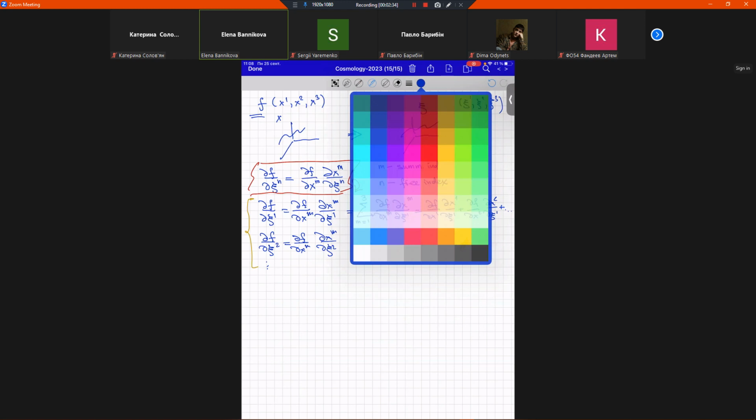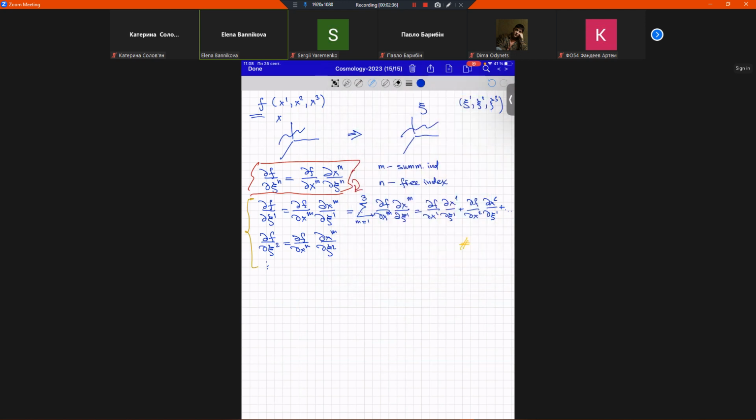Now we will work with covariant and contravariant tensors, and we will discover the determination of this vector and tensors.